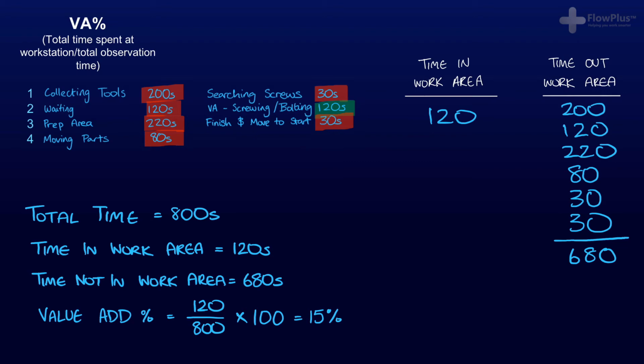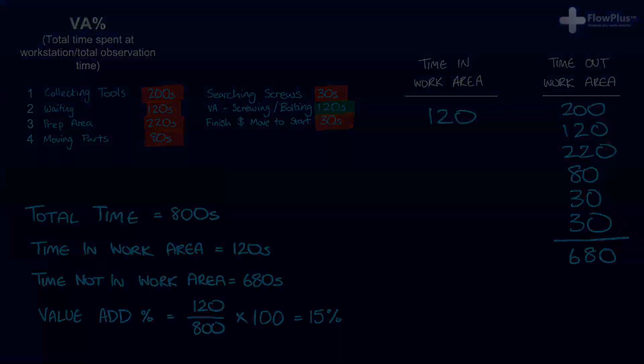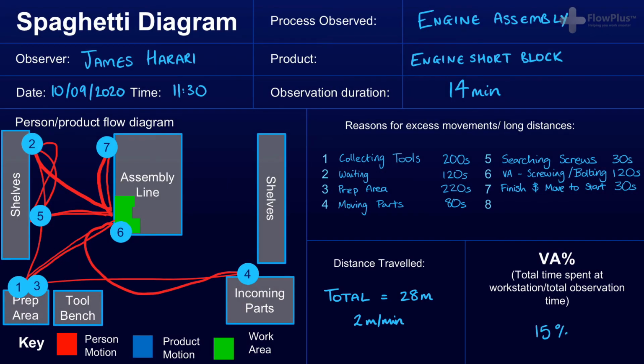The reason I say this is because the spaghetti diagram is partially a prioritization tool, so you know where to focus your efforts. The difference between 15% value add or 17% value add isn't significant. And there you have it, that's a completed spaghetti diagram, showing exactly what was observed, an understanding of the operator movements and durations, as well as the value add percentage and distance travelled. Now you have a much better idea of how the process could be improved and the type of lean tools that could have the most significant impact.